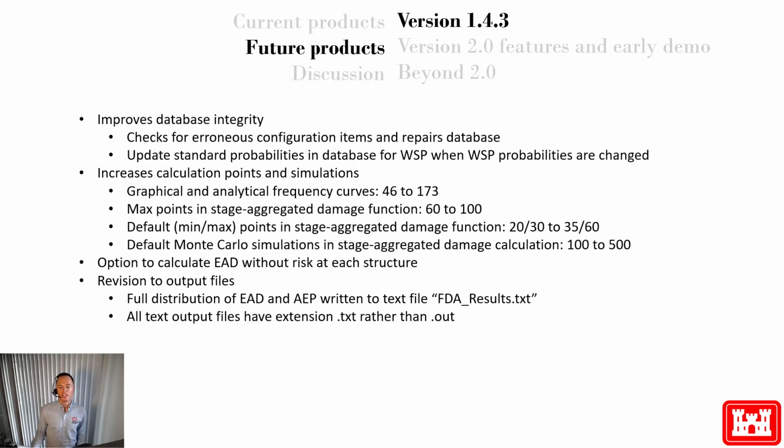And finally, there is a revision to the output files. The full distribution of expected annual damage and annual exceedance probabilities will be written to the text file fda_results.txt. Also, all text output files will now have the extension .txt rather than .out.